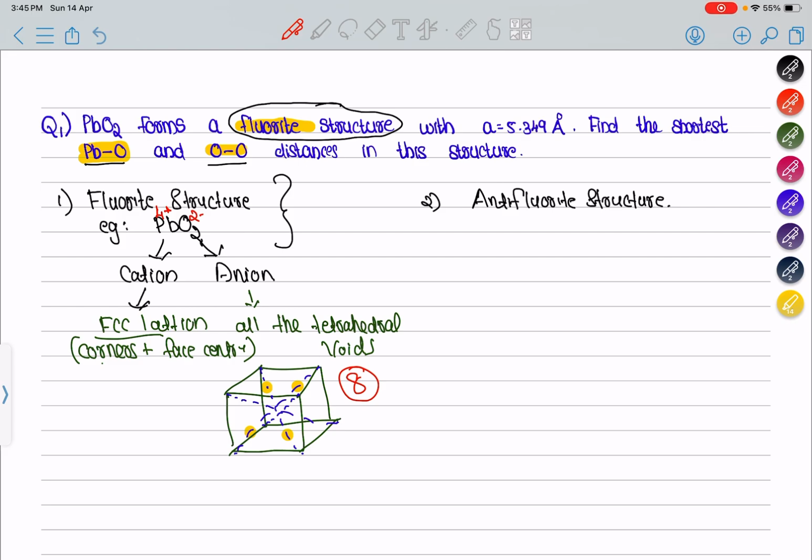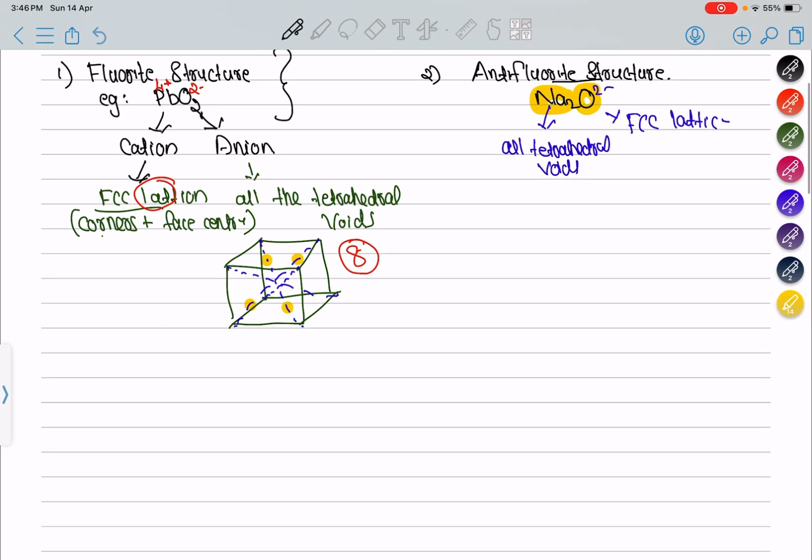So once again, in the fluorite structure, the cation occupies the FCC lattice and the anion occupies all the tetrahedral voids. FCC lattice means the corners and face centers. Then I will come to the anti-fluorite structure. Na2O is an example of the anti-fluorite structure, just the opposite of this structure. Here the cations occupy all the tetrahedral voids, and the anions, O2 minus, occupy the FCC lattice. These are the things you need to know in this question. Then we can solve the question.